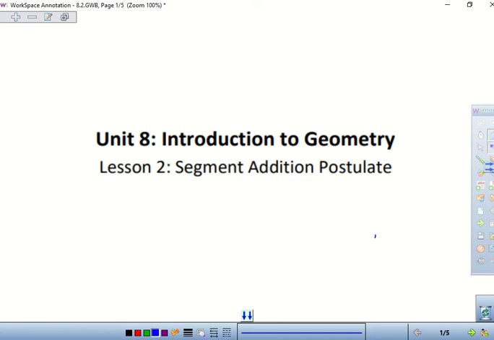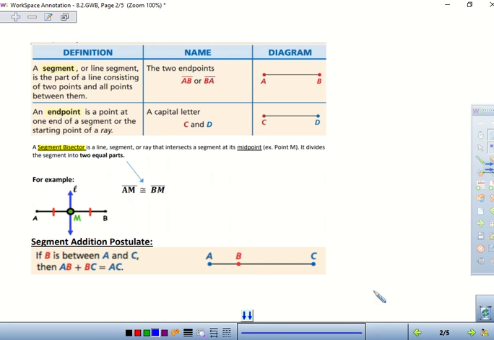All right. So today we're going to be doing Unit 8, Introduction to Geometry, Lesson 2, Segment Addition Postulate. So, the definition of a segment, or a line segment, is part of a line consisting of 2 points and all the points between them. It's important to note that segments have 2 endpoints. So we have segment AB. It can also be called segment BA. So it's always named by its 2 endpoints, the points on the end. And we put a bar over the top of that for naming purposes, okay?